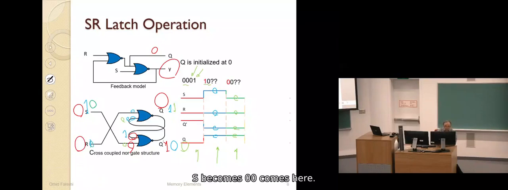So 0 comes here, and at this time, what was the blue input? It is 0, and we had 0 coming from here. So 0 will change to, I have to write it again. I did it at that time. You see, S is 1. Sorry. S is 1. R is 0.